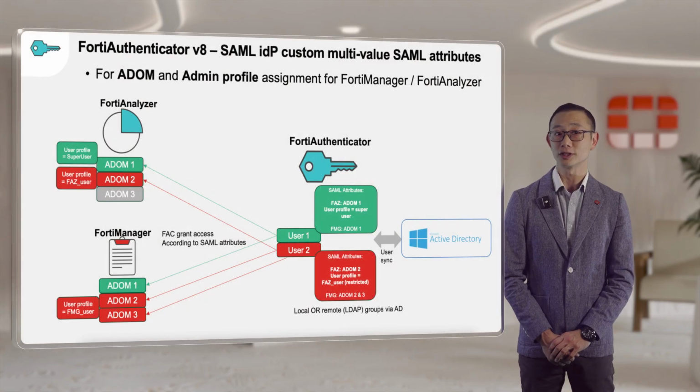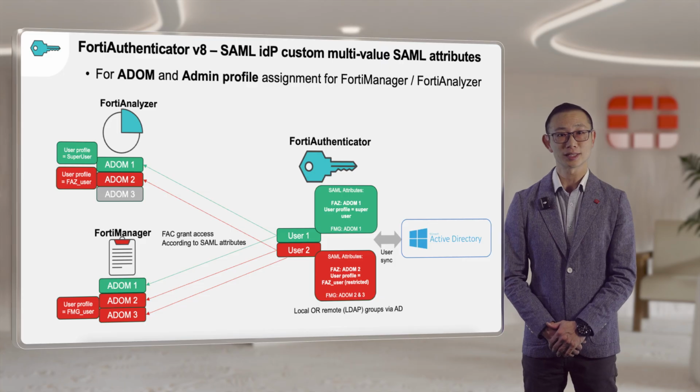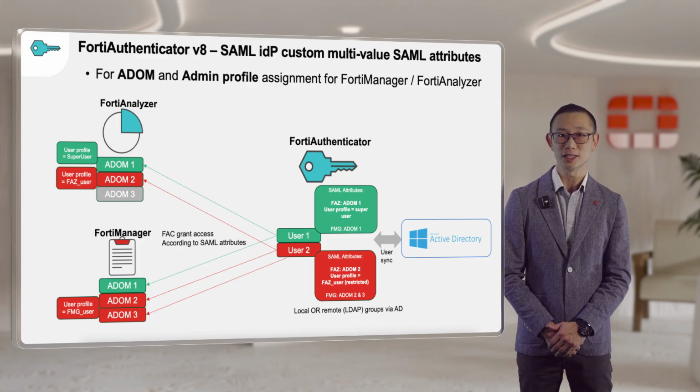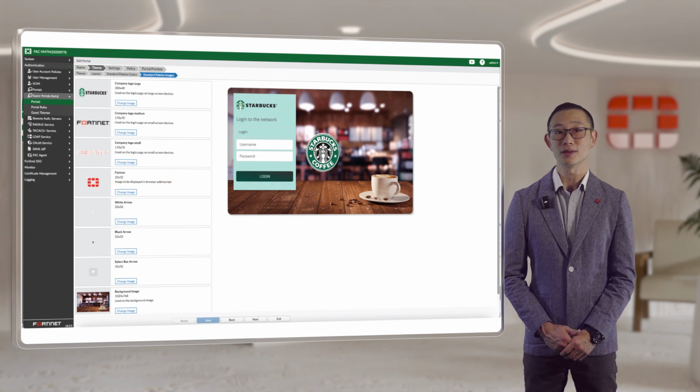Another version 8 feature is custom SAML attributes. This can be used for fabric devices such as FortiGate, FortiManager, and FortiAnalyzer, allowing users to log in with different ADOMs, VDOMs, with custom admin access profiles, perfect for MSSPs managing access for their customers. The last highlight for FortiAuthenticator includes our Phase 1 FortiGuest merge, allowing advanced captive portals to be created with different color schemes and customized messages.